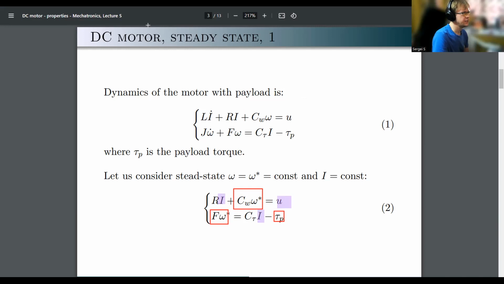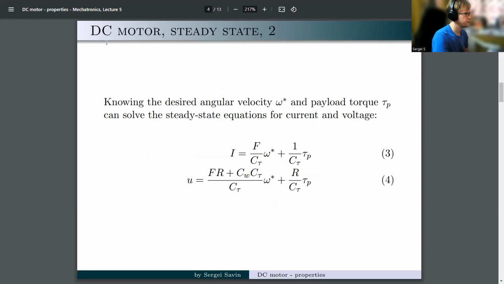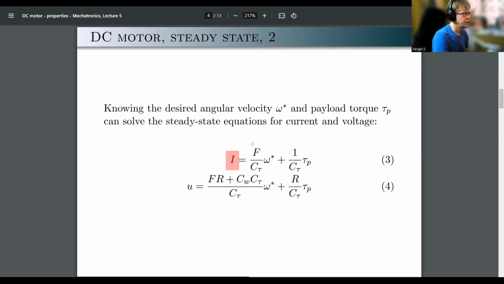Now let's see how the solution looks. The solution looks like this. We have our current, which is equal to F over the torque coefficient times desired omega, plus 1 over the torque coefficient times tau. And here we have a whole huge expression for voltage.